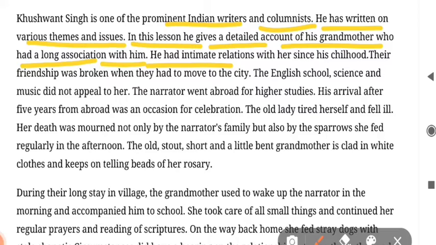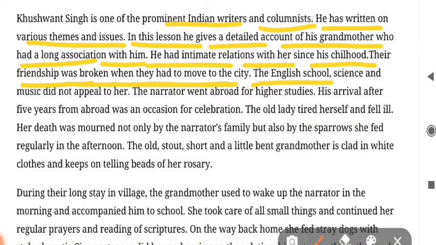He had an intimate relation with her since his childhood. Their friendship was broken when they had to move to the city. So basically he is saying that he has a very intimate relation, intimate meaning very close, with his grandmother, and he had a very good friendship-like bond with her. So this friendship was broken when he moved with his parents to the city. Earlier he was living in the village with his grandmother, but after a certain age when his parents got settled in the city, he had to move to the city, leaving his grandmother in the village.